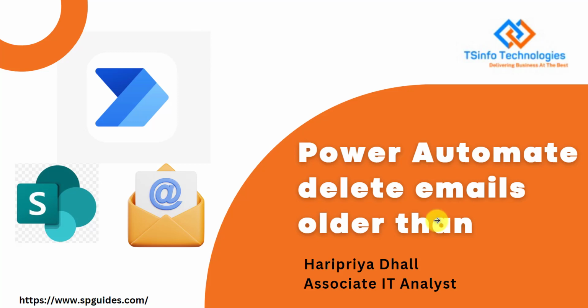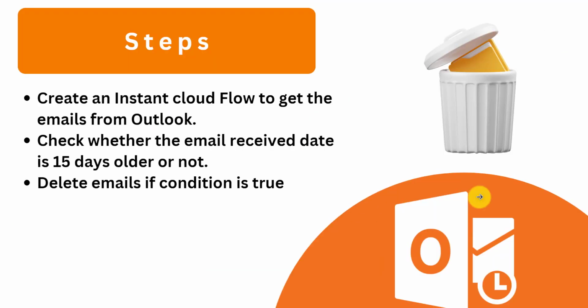In this Power Automate tutorial, we will see how to delete emails that are older than 15 days. The steps we are going to follow: we will create an instant cloud flow that will get the emails from Outlook, and then it will check whether the email receipt date is 15 days older or not. If the condition is true, then it will delete the emails from the Outlook. Now let's see how we can create the flow.